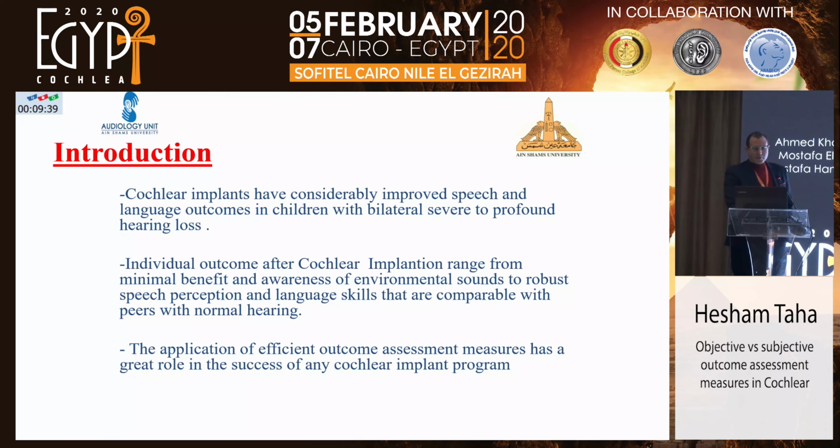We all know that cochlear implantation has considerably improved speech and language outcomes in children with bilateral severe to profound hearing loss. Individual outcomes after cochlear implantation range from minimal benefit and awareness of environmental sounds to robust speech perception and language skills. If we have two children preoperatively, it's very difficult to know, even with a full preoperative evaluation, which patient will have a good outcome and which will have a bad outcome after surgery.